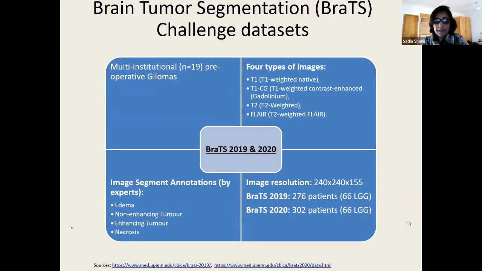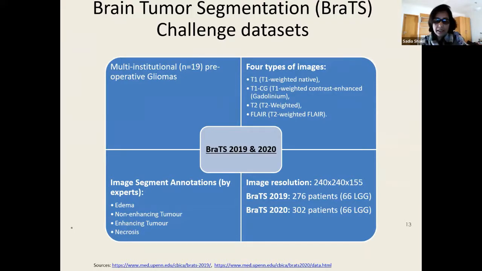The resolution of these MRI images was 240 by 240 for every slice, and there were 155 slices making one MRI volume. We used the data from BRATS 2019, which had 276 patients' data. 66 of them were low-grade gliomas, or you can say low-grade tumor, and the rest had high-grade tumor. The other data set that we used was BRATS 2020, and it also had 66 low-grade gliomas and 302 patients' data available.